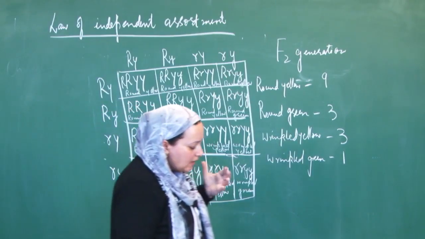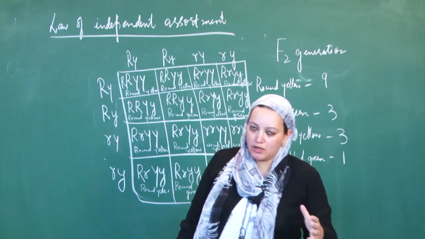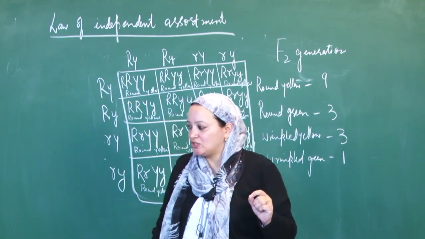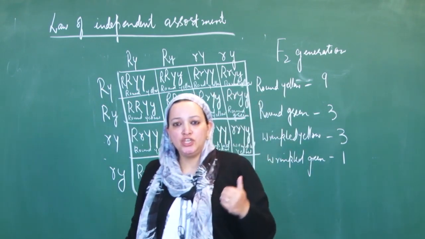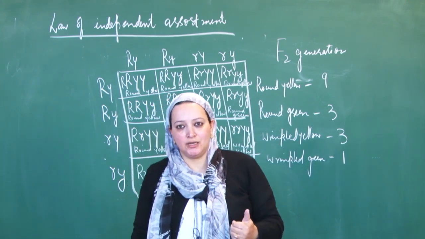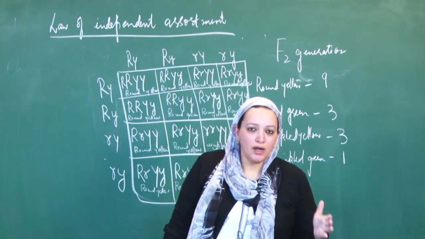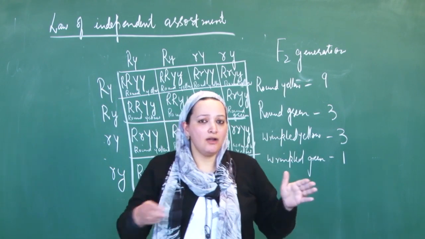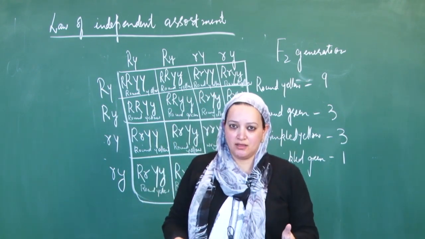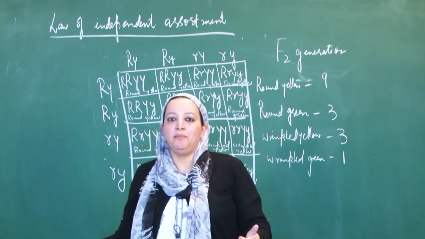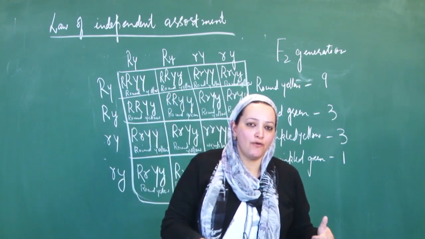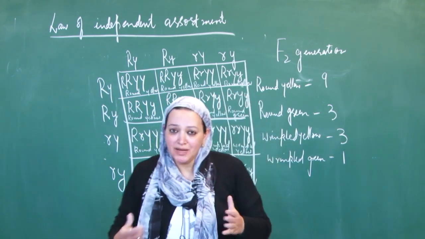So what is the law of independent assortment? The law of independent assortment is that the genes for different characters assort independently. They are not dependent on each other. They assort independently at the time of their gamete formation. What do you mean by that?